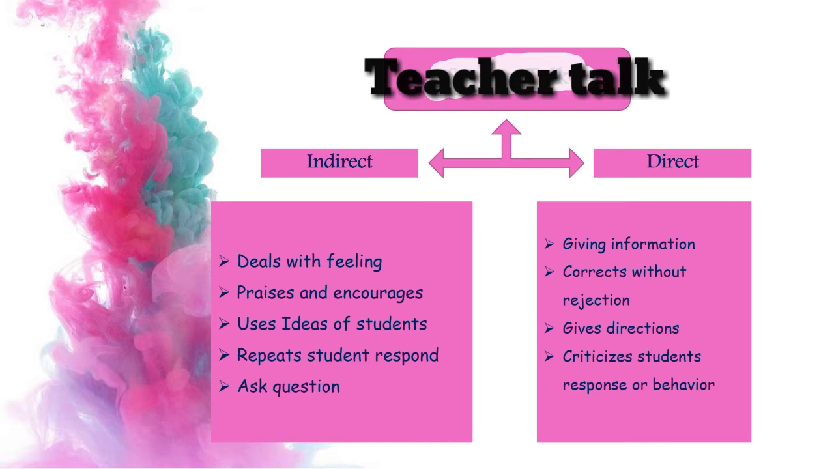The next influence of teacher talk is direct influence. The first is giving information. Giving information from the teacher can be facts, teacher opinions, or ideas. The second is correcting without rejection. It means telling students who have made a mistake without using words or intonation which communicate criticism.